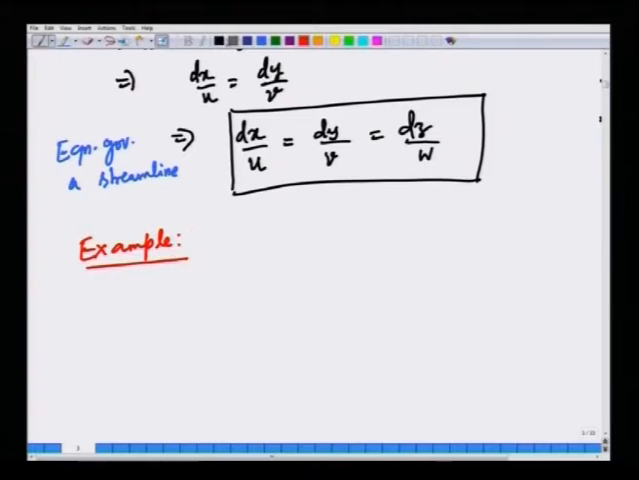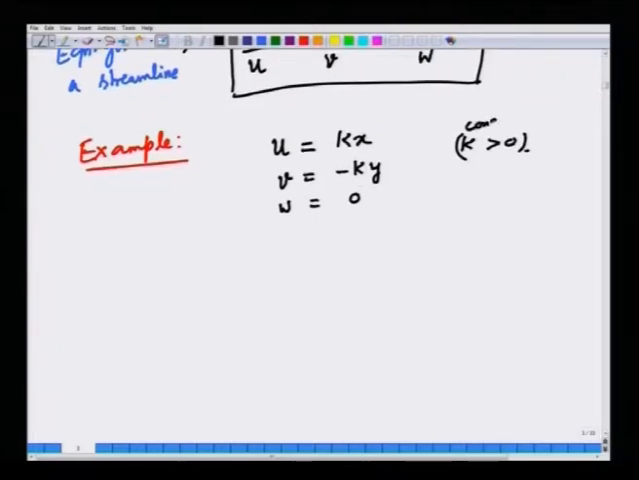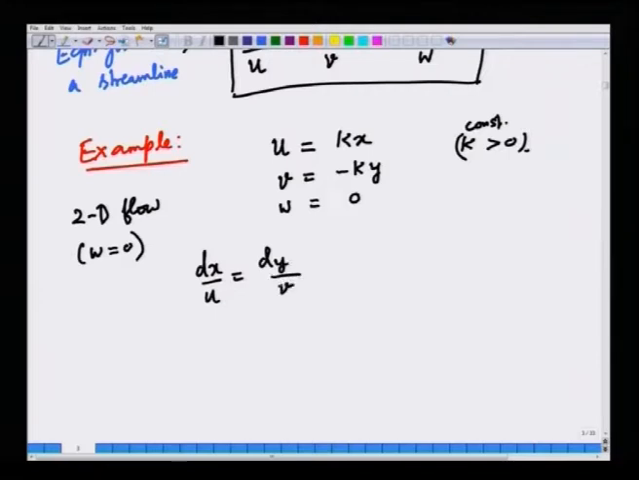Suppose I have the u velocity, Eulerian velocity, to be some k times x, v velocity to be minus k times y, and w velocity is 0. Suppose this is the case where k is greater than 0, a positive constant. So, it is a 2 dimensional flow in the sense that w is 0. So, we have to worry only about dx by u is dy by v.